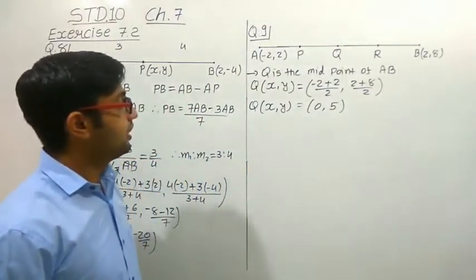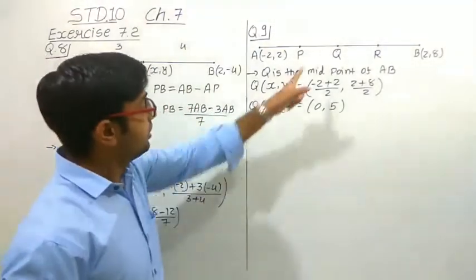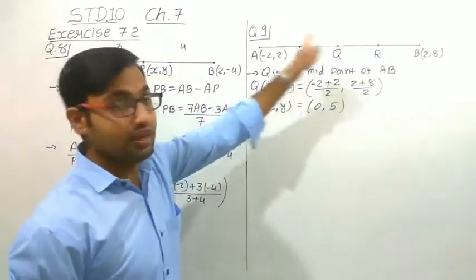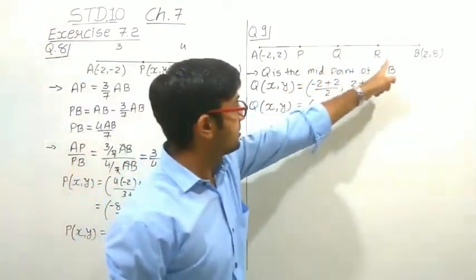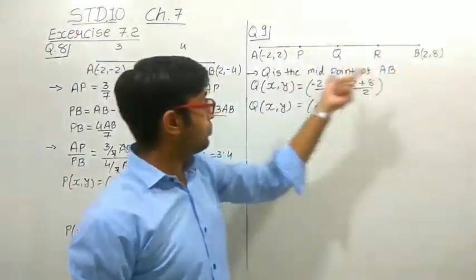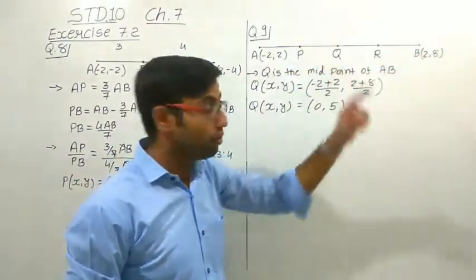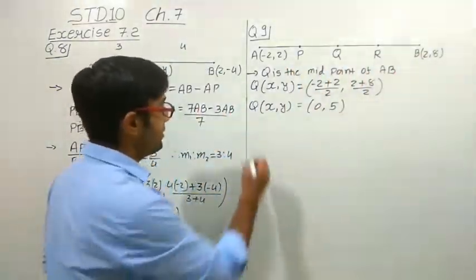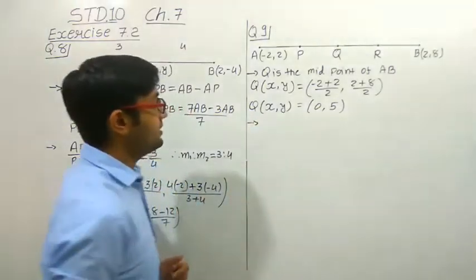So we get the coordinates of the point Q, and that is (0, 5). Now think about it: P is the midpoint of AQ, and R is the midpoint of QB. So to find P and R, we also have to use this formula, right? In this way, this sum will be easy to calculate.